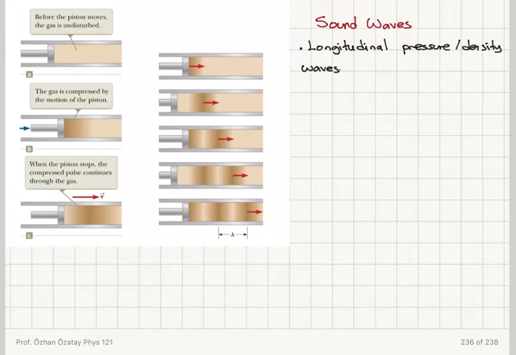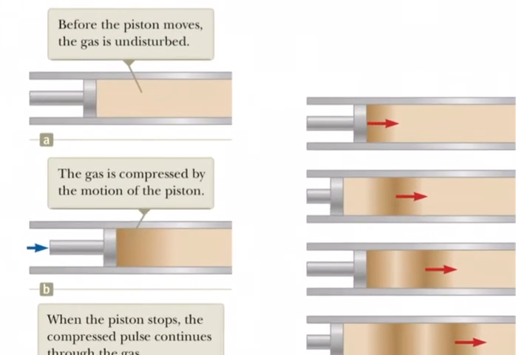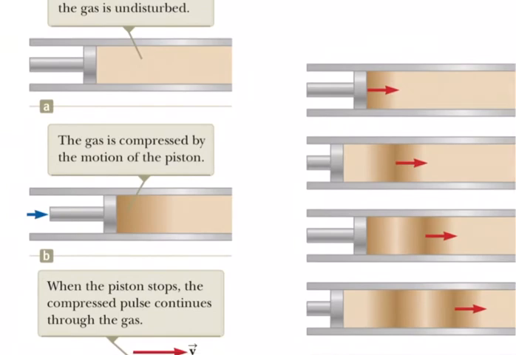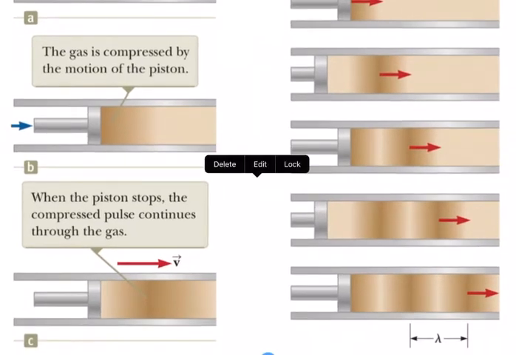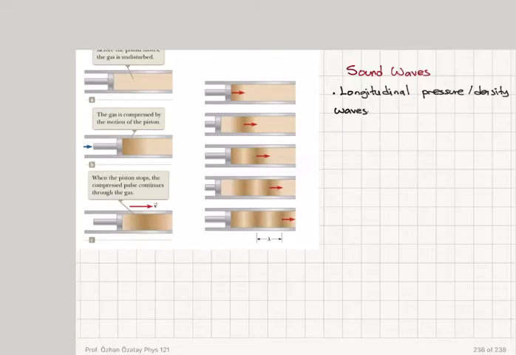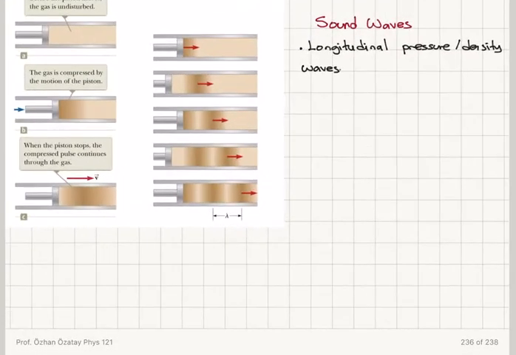And how do we create sound waves? One way to do that is to take a gas tube and have a piston on one end. You can see that before the piston moves, the gas is undisturbed, and we compress the gas by moving the piston to the right by some amount. Then when the piston stops, the compressed pulse continues through the gas with what speed? The speed of sound.